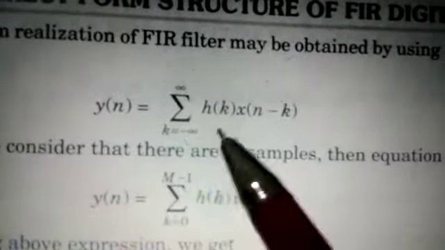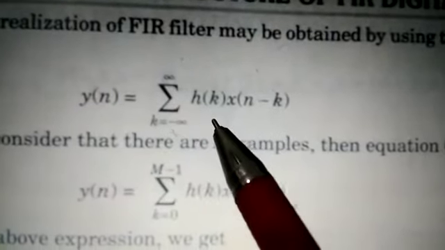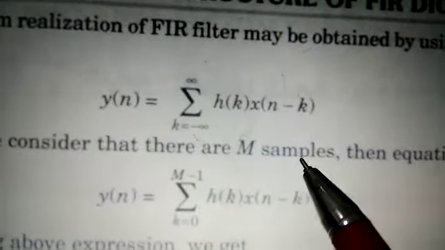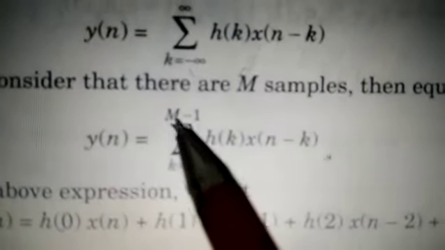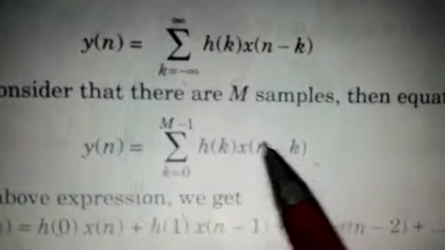So dear students, an FIR filter is given by, like an LTI system, linear convolution. y of n is equal to summation k equal to minus infinity to infinity h of k x of n minus k. And since it is a filter, we have to consider M samples. So we can write here y of n is equal to summation k equal to 0 to M minus 1 h of k x of n minus k. So this equation represents the linear FIR filter.